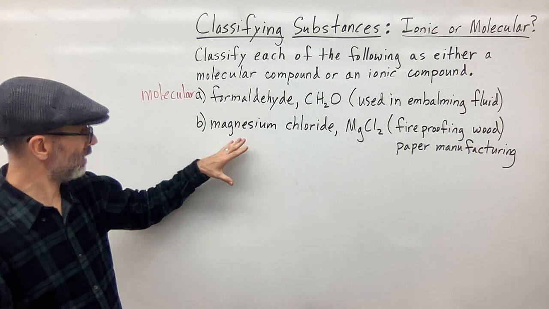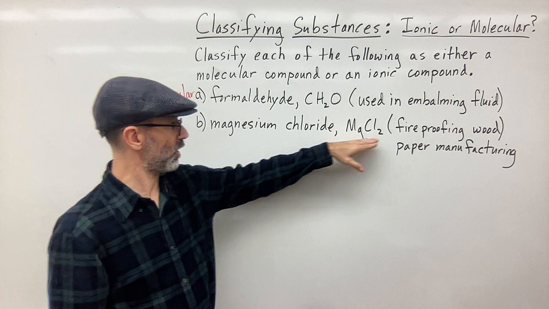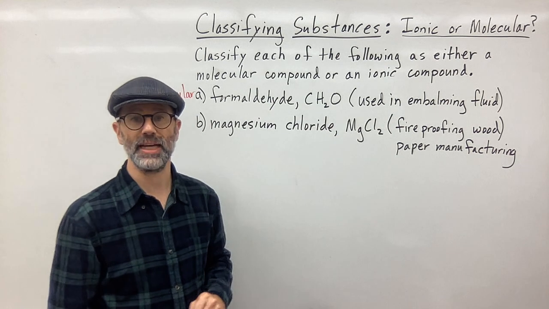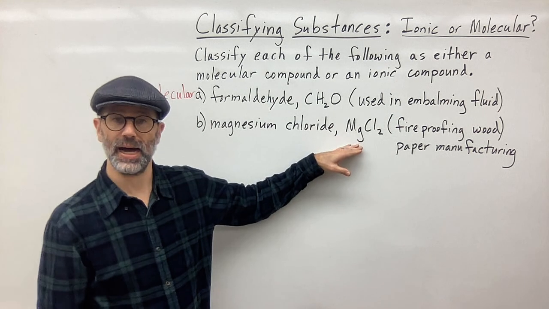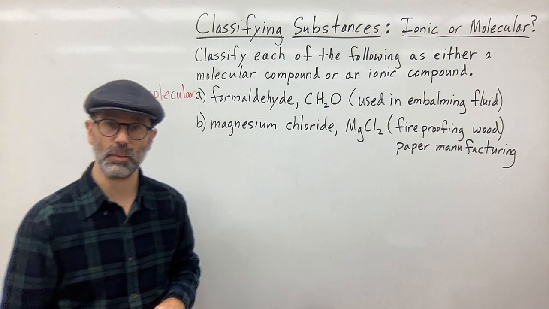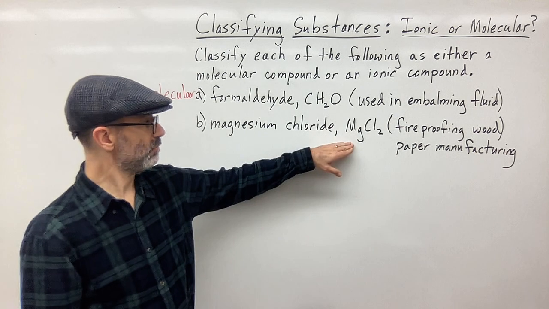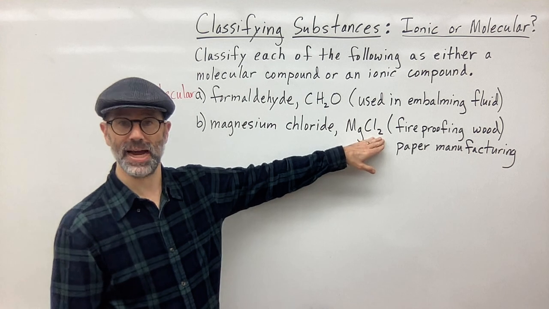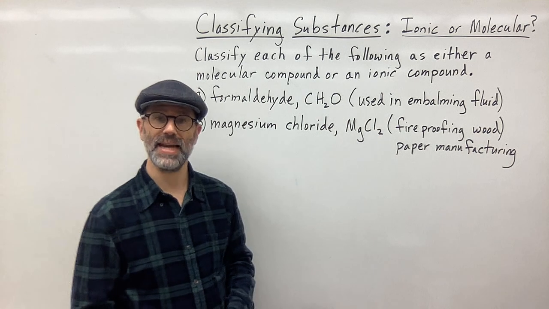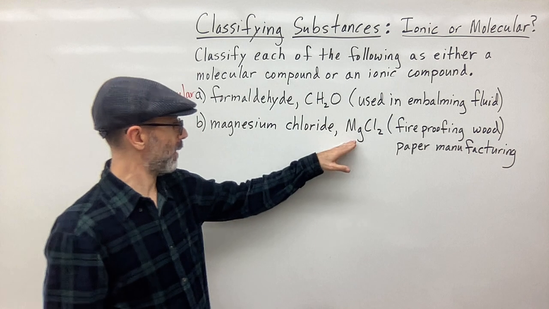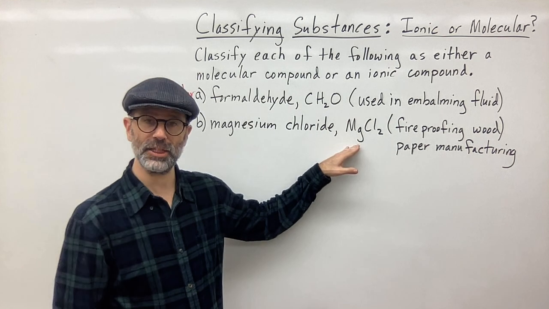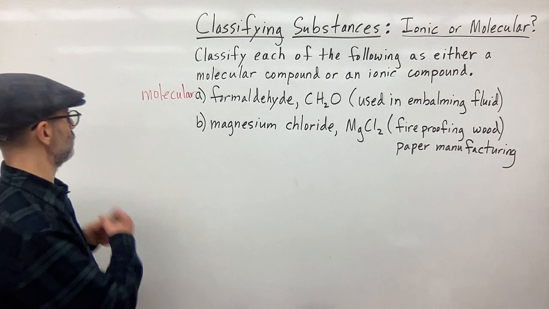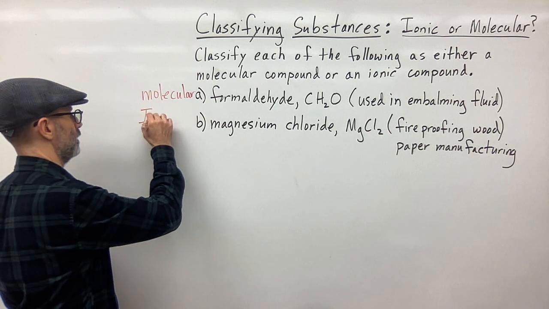If we look at this substance, the formula, magnesium and chlorine, we'll look for magnesium on the periodic table. You'll find that it is on the left side of the periodic table, and so it is a metal. Chlorine, as we said before, is on the right side of the table, and so that is a nonmetal. And so we have a metal and a nonmetal put together, and so this is an ionic compound. So let's put ionic.